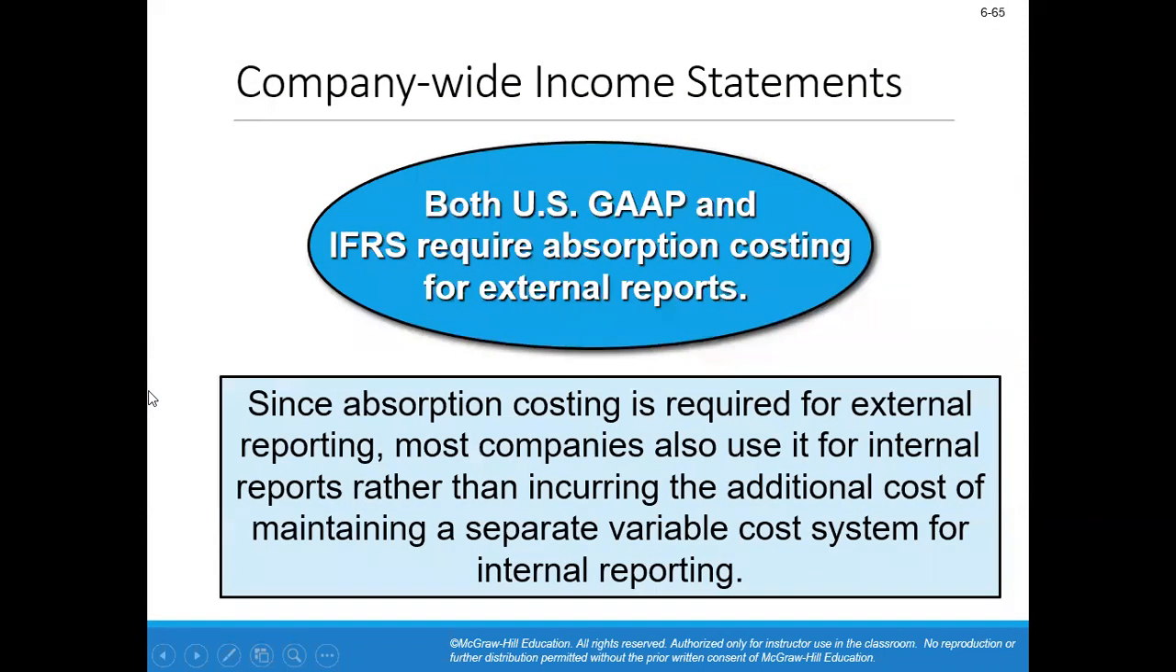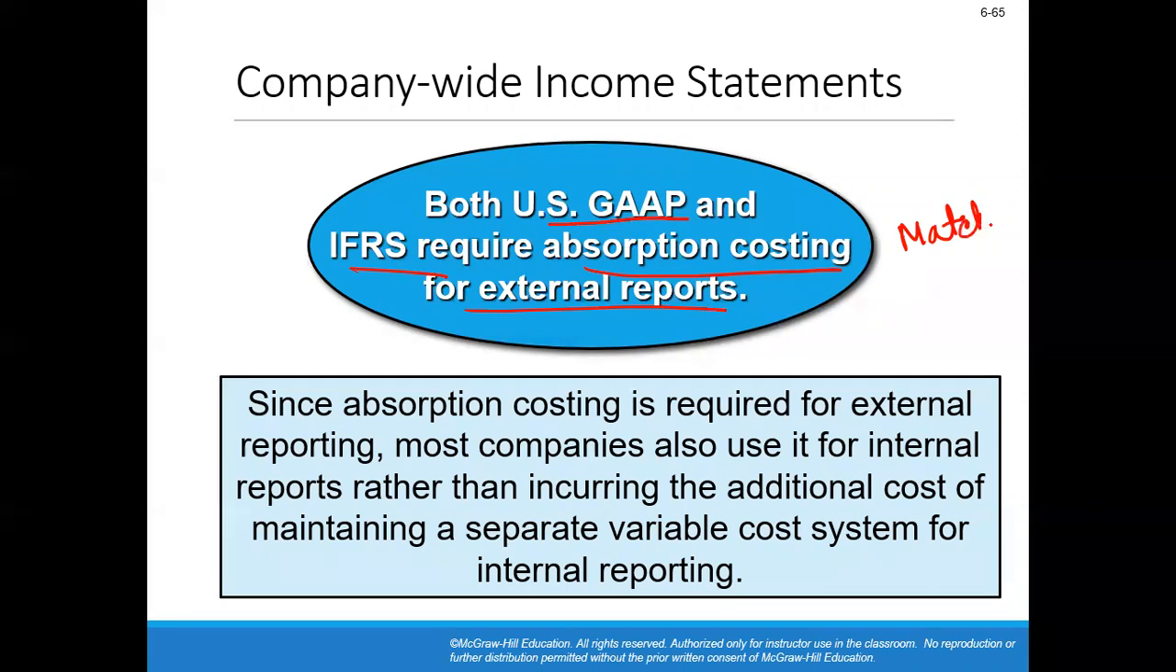So the final part of our discussion is that financial statements regulators want the company to follow US GAAP and IFRS. This will be some recap from your financial accounting course: US GAAP and IFRS require absorption costing for the external reports. You can recognize the matching principle.